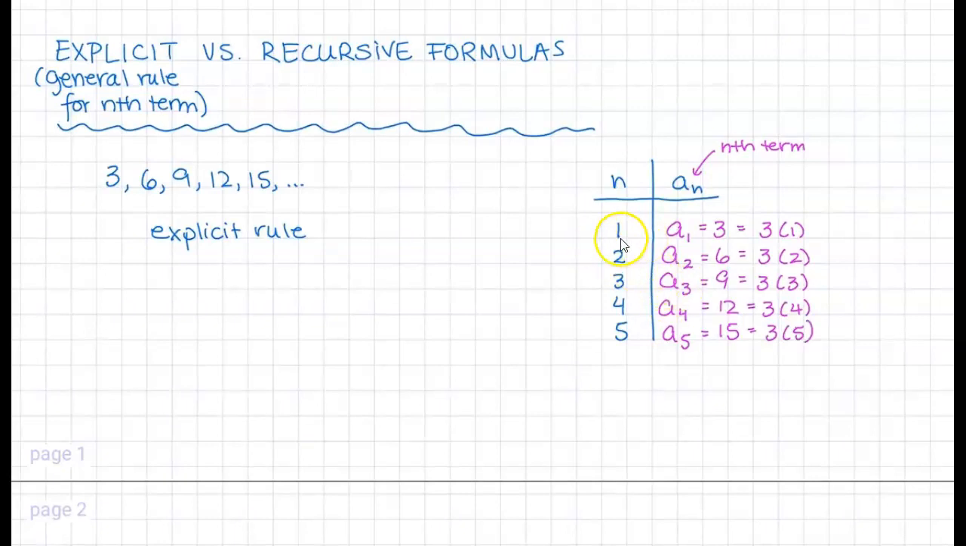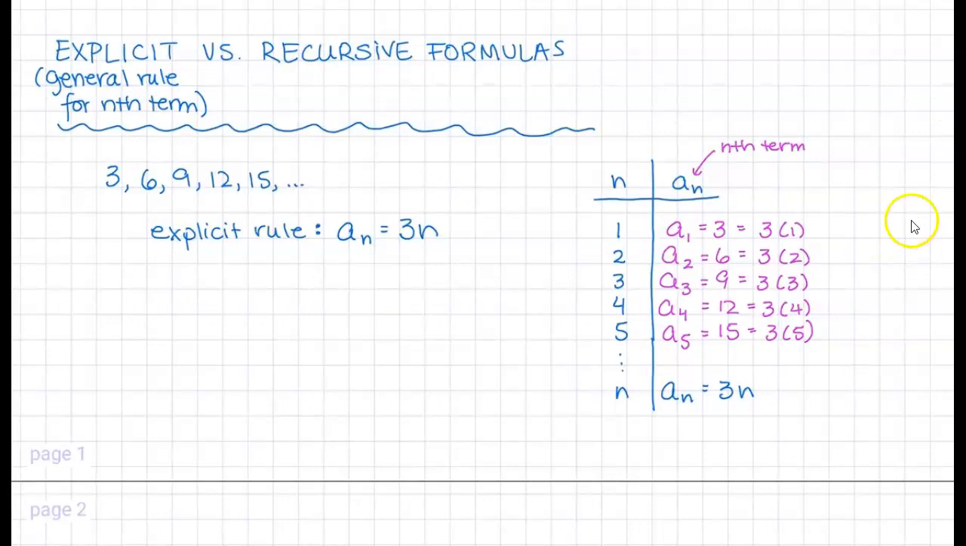So to find the first term, you multiply 1 times 3. To find the second term, you multiply 2 times 3. To find the fourth term, you multiply 4 times 3. So if I want to find the nth term, then the nth term is 3 times n. And that's my explicit rule, explicit formula: a sub n equals 3n. Boom. There we go. That's all there is.